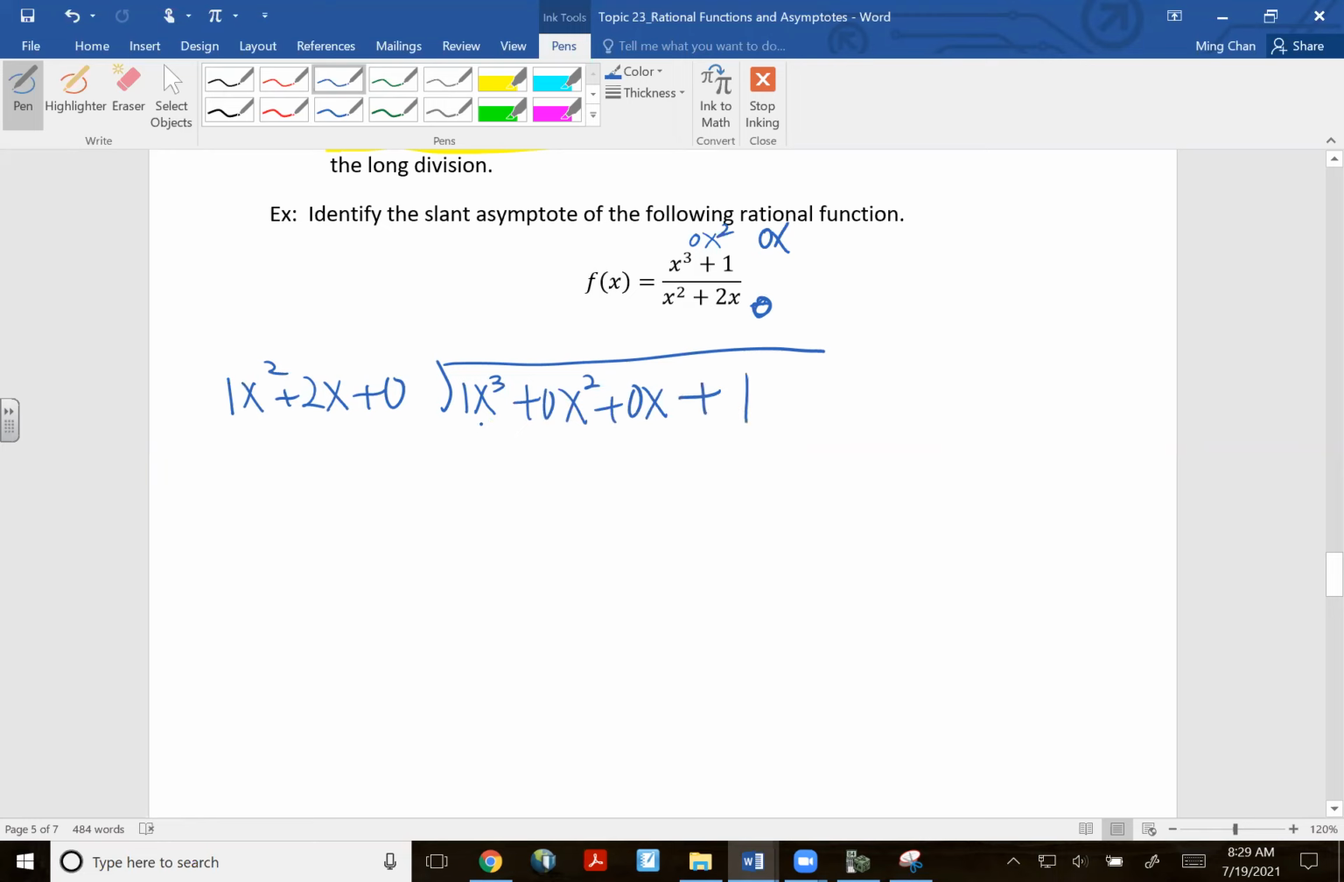Here I will do 3 terms at a time. My first quotient should be on top of the 0x. First term on the outside goes into the first term on the inside.